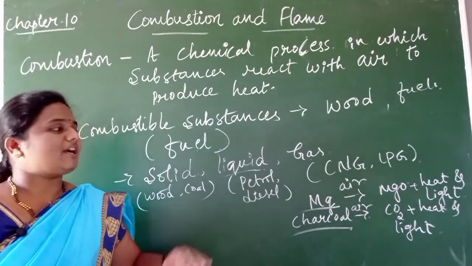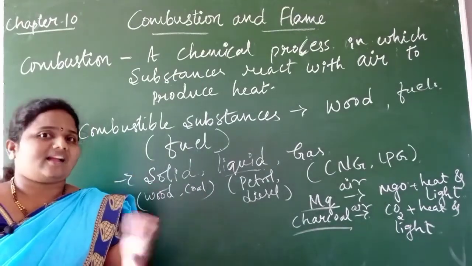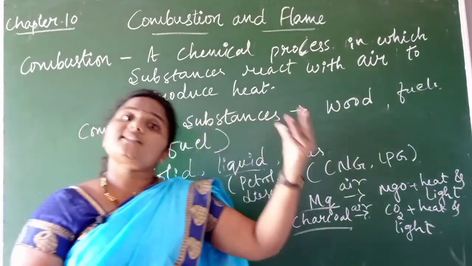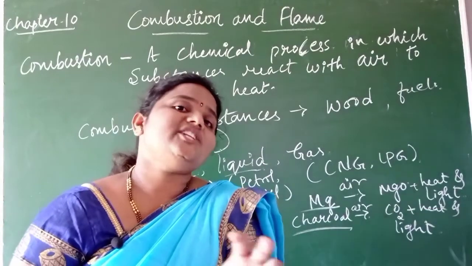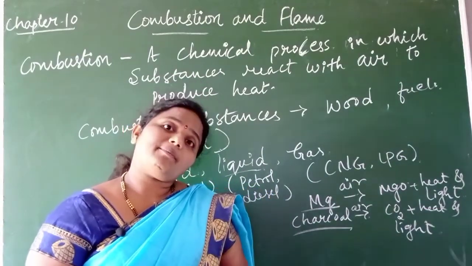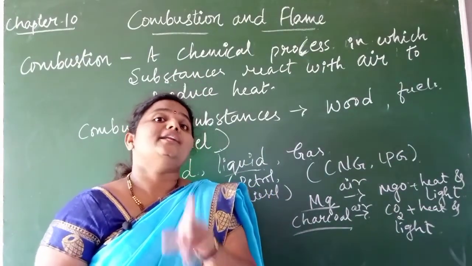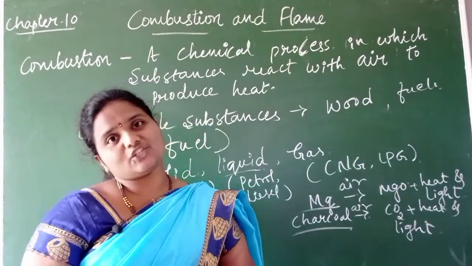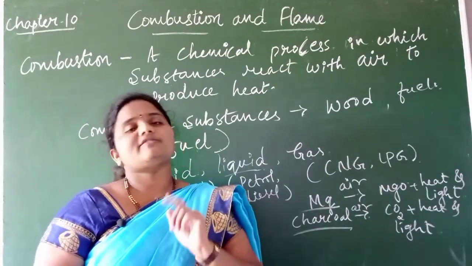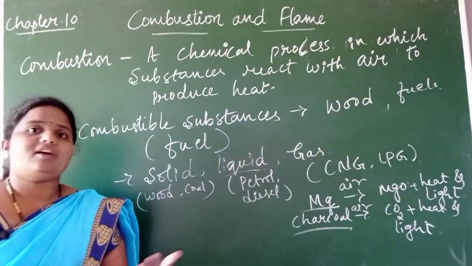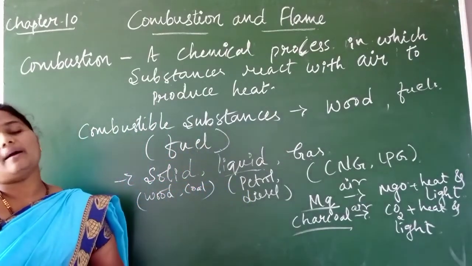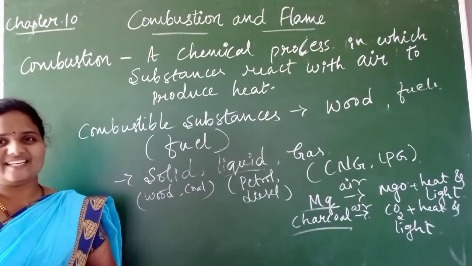Got it, children? Even combustion occurs in our body, and even in the sun. You know, the sun is producing heat and light, isn't it? How does it happen? In the sun, a nuclear reaction takes place, children. Because of this nuclear reaction it produces heat and light. So how can we call it? A combustible substance, isn't it, children?